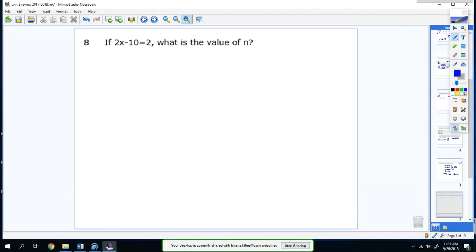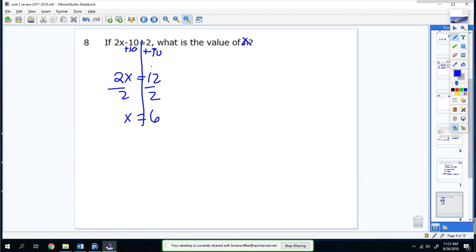All right, number 8. If 2x minus 10 equals 2, what's the value of x? So you draw your line. Since that 10 is subtracting, you would add 10 to both sides. And you get 2x is equal to 12. So 2 plus 10 is 12. And you divide both sides by 2 and you get x equals 6.